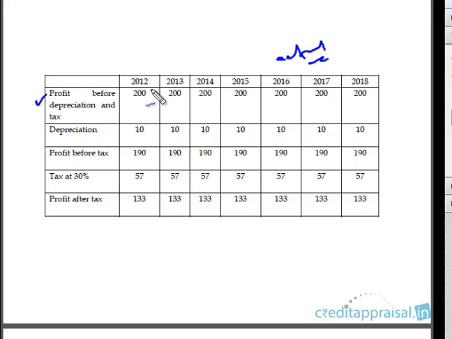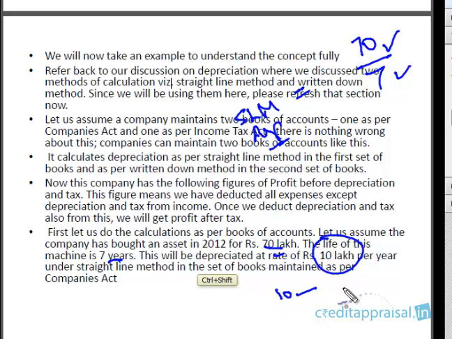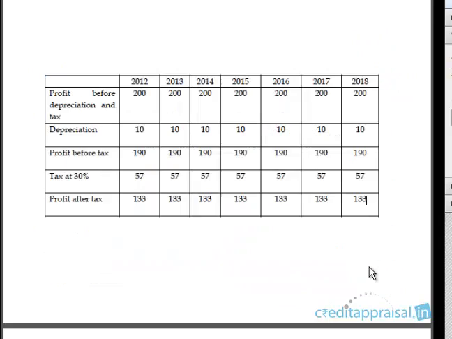The depreciation, the first method. Here we are assuming an asset is purchased. The company has purchased an asset for 70 lakhs, and the life of this machine is 7 years. So the cost of the machine is 70 lakhs, and the life of the machine is 7 years. If you remember the formula for the SLM method of depreciation, the depreciation is calculated as the cost of the machine divided by the number of years. So here the depreciation will be 10 lakhs per year. Every year you are going to depreciate 10 lakhs, and finally at the end of the 7 years, the value of the machine will be 0. The entire cost of the machine would have been depreciated.